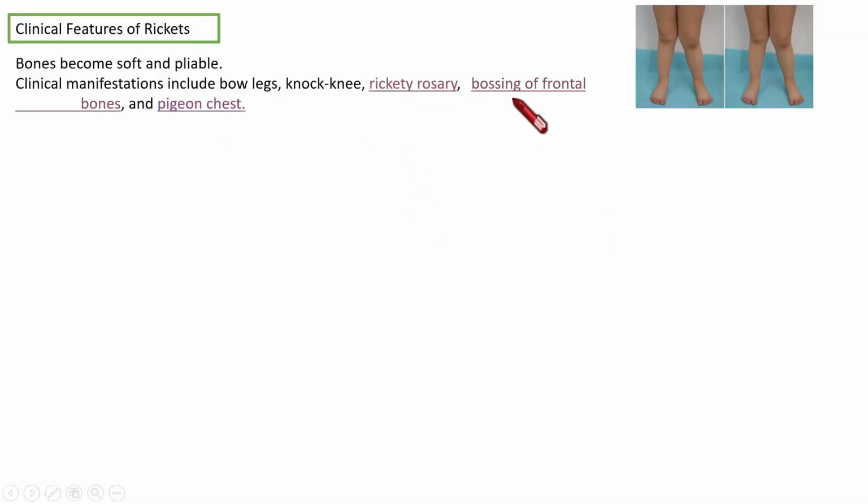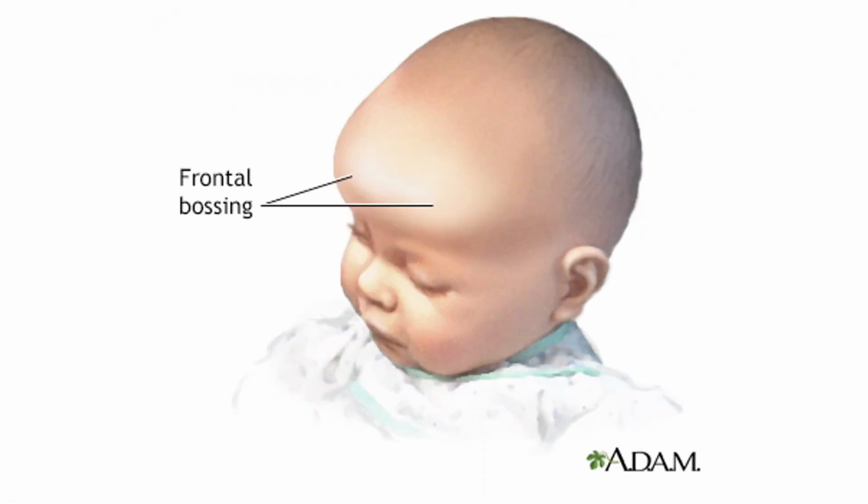Bossing of frontal bones. Bossing of frontal bones means the frontal bones become more prominent in this way. So that is the condition.